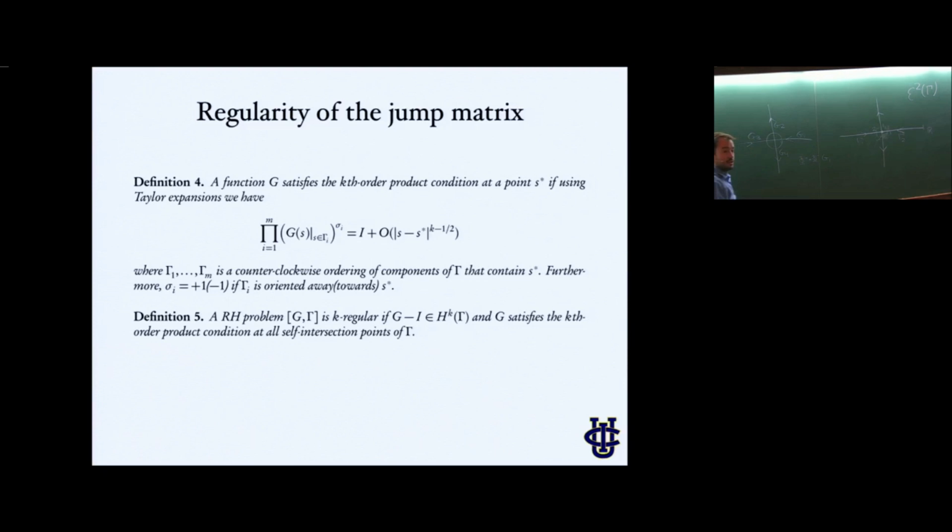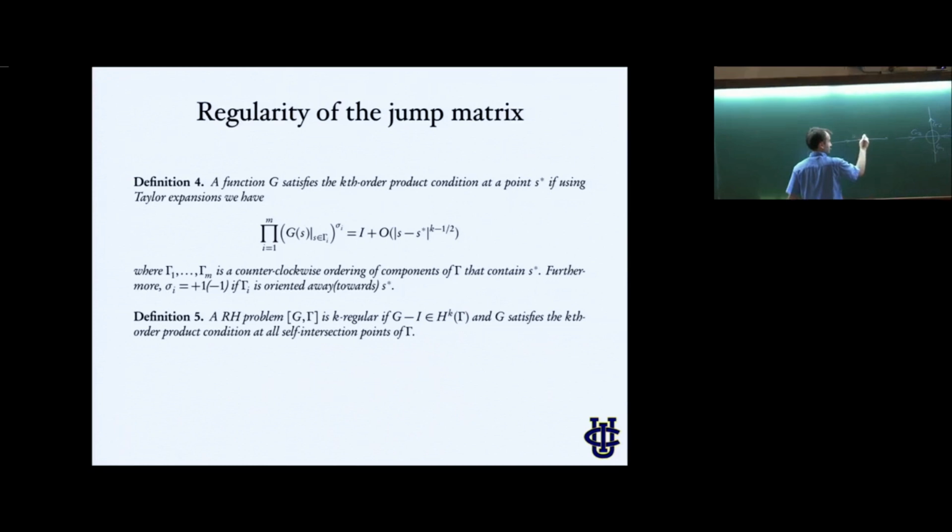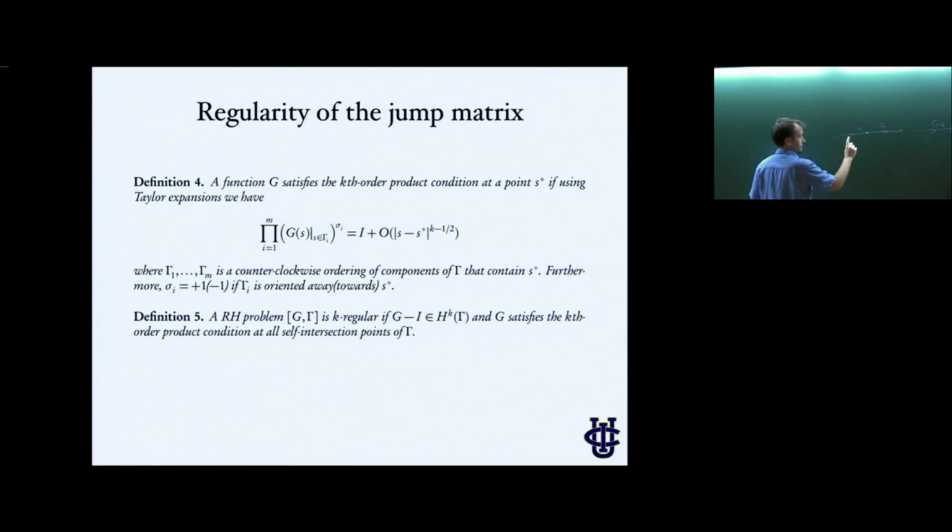Okay, and again, a guiding principle is on the real line, you have a jump matrix here, a jump matrix here, right? So you have two different limits, z to s from each side. If g is going to be a smooth function, and this is an invertible thing, this is really saying that g of s minus times g of s plus inverse is the identity. So that's the product condition in just the simple case of taking the real line and chopping it into two.